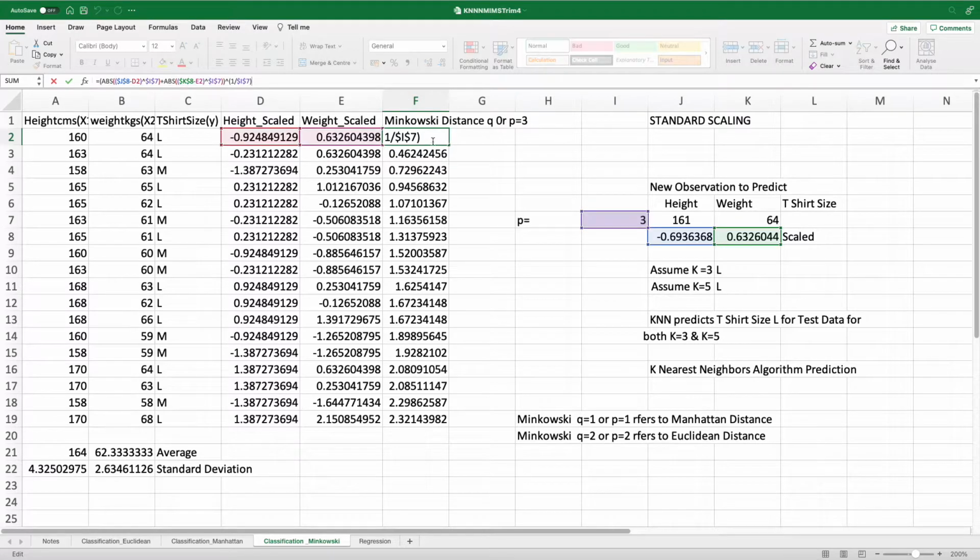We have done, the last thing has to be 1 by 3. So absolute is also there. Absolute x2 minus x1 to the power of cube plus absolute y2 minus y1 to the power of cube, whatever is the norm, to the power of, again in brackets, 1 by that cube.